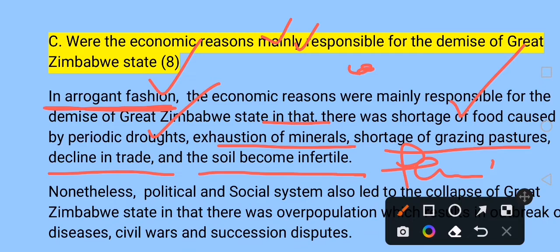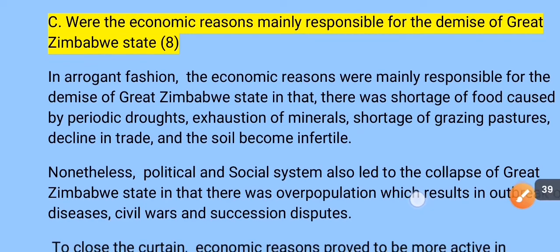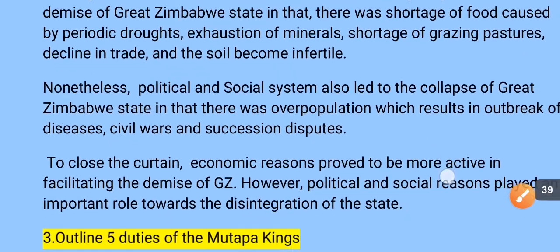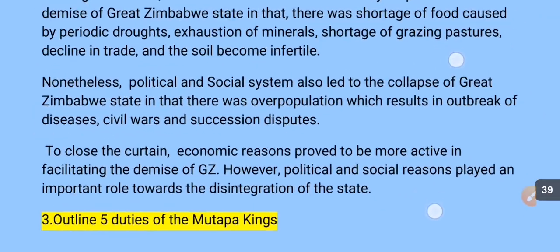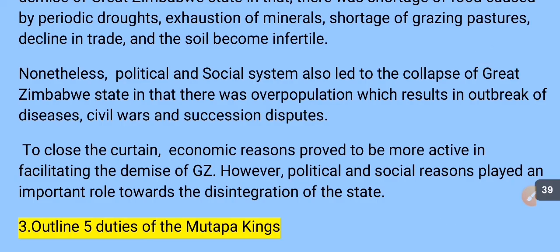Handiti, so ndataura ma points mangani, ndataura 1 2 3 4 5 6. So kurauti on the other hand ndichataura about 4 kana kuti 5. Ndobva ndati nonetheless, zvinongoreva kuti however, zvinongoreva kuti to a lesser what extent.